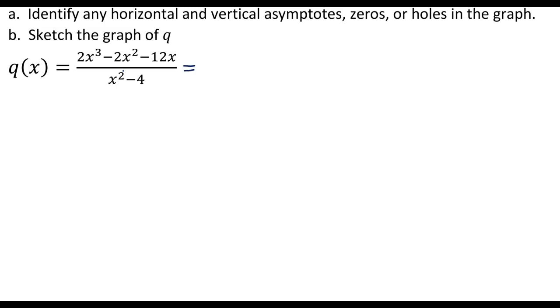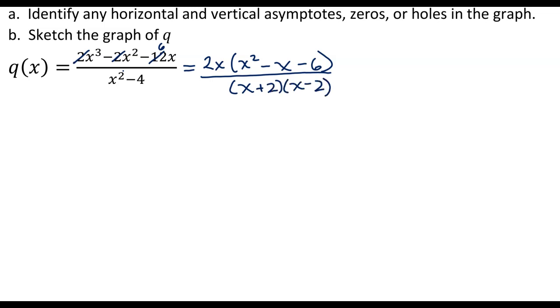So if I'm going to factor first, looking at the numerator, I see a common factor of 2 and x. So if I divide a 2x out of everything, these 2's are gone completely, and I'm left with a 6 at the end, and then I've divided out a single x, so there's an x squared minus an x minus a 6. In the denominator, I have a difference of squares, x squared minus 2 squared, so this will be an x plus 2, x minus 2.